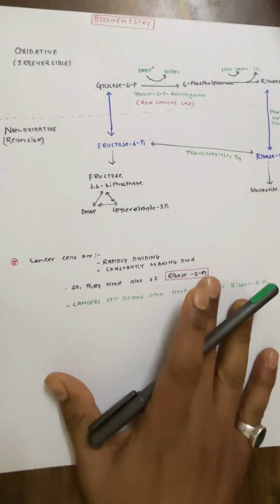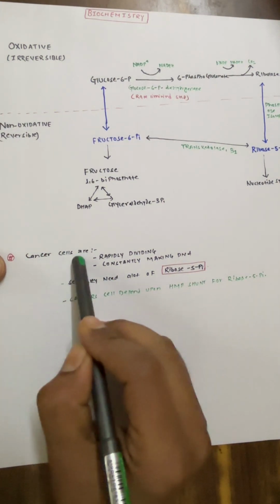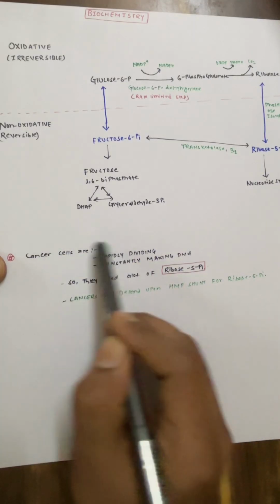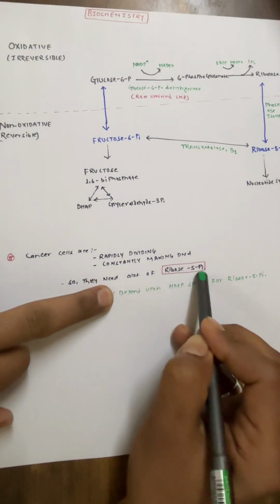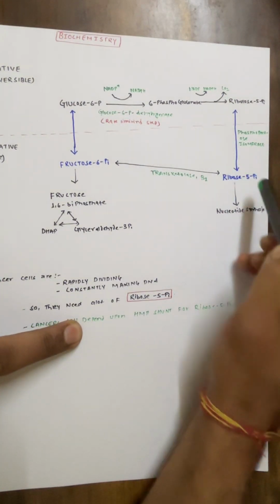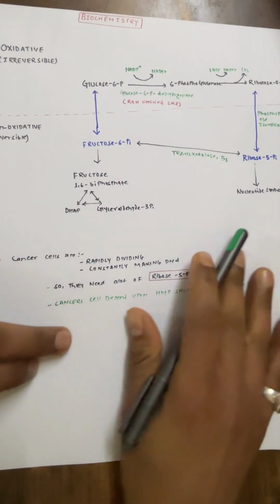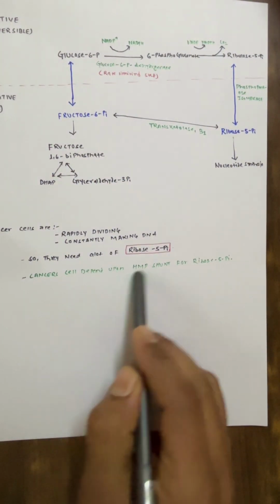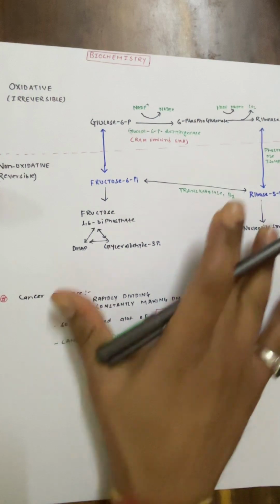Now I'll focus on one more thing. We know cancer cells are rapidly dividing and constantly making DNA. That's why cancer cells need a lot of ribose 5-phosphate, because for DNA synthesis they need ribose 5-phosphate. So cancer cells depend upon the HMP shunt for ribose 5-phosphate. In cancer cells this HMP shunt occurs more often. So this is all about the cycle.